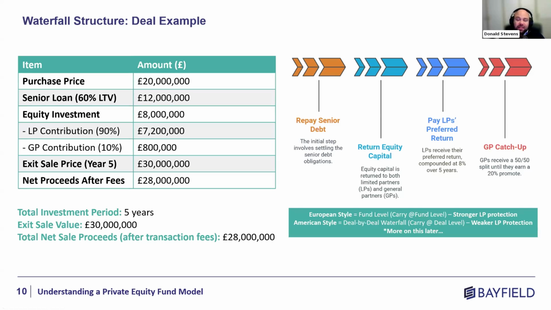But European style is all at the fund level. So if the entire fund exceeds a specific hurdle rate or the preferred return, only then can the GP actually get that bonus. And the American style, they can do it deal by deal by deal. So think of it as SPV by SPV. So they can already obtain a bonus if one SPV exceeds it substantially and other ones do not. So there's slightly weaker protection based on that.